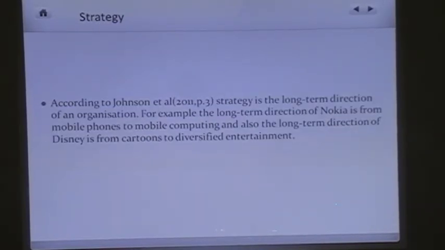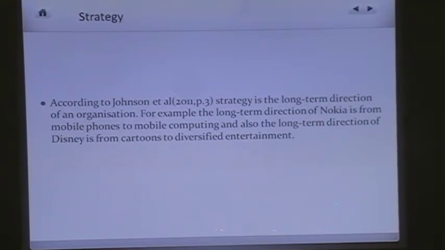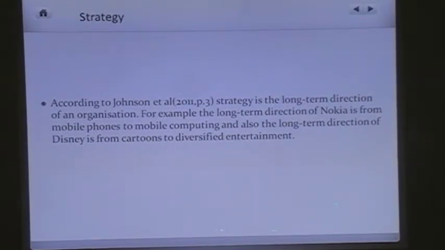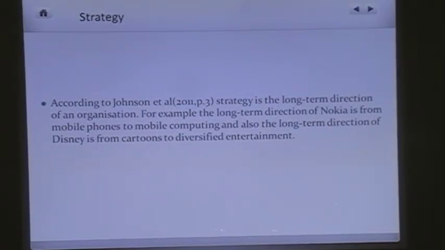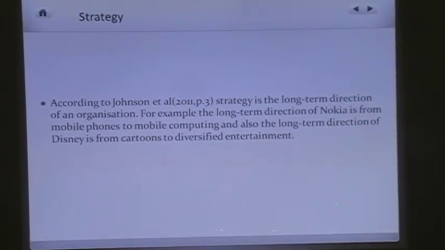Now, in terms of strategy, let's look at another definition. Johnson defined strategy as the long-term direction of an organization. This is something which is defined for 5, 10, 15 years into the future, and it basically creates a direction for the organization to progress in the future. For example, as I mentioned earlier, the long-term direction of Nokia is in mobile phones and in mobile computing, and it is looking at creating an ecosystem around that using Windows Mobile. This particular statement obviously is a bit old as compared to Nokia's current strategy and vision, where they are looking at creating a niche for themselves within the smartphone ecosystem.